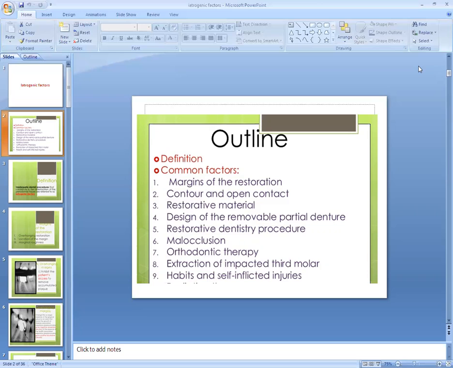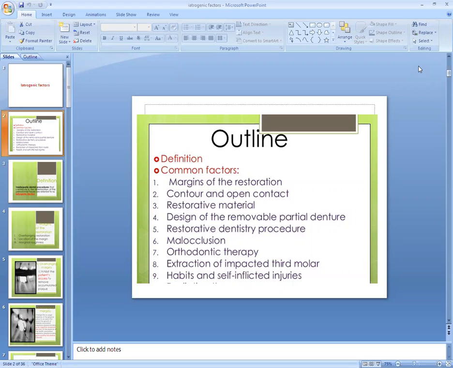Moving towards the second department, the prosthodontic department. What happens in prosthodontics? Different restorations or removable partial dentures can be done. During a restoration, there are different margins: epigingival margins, subgingival margins, or supragingival margins. So what happens if these margins are not properly placed on the tooth?